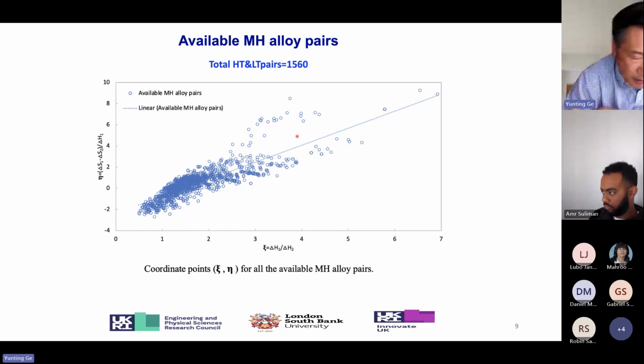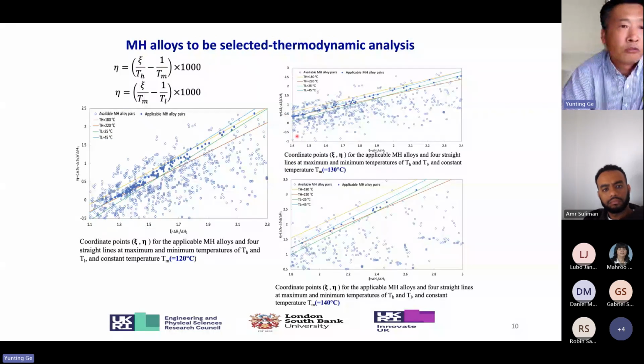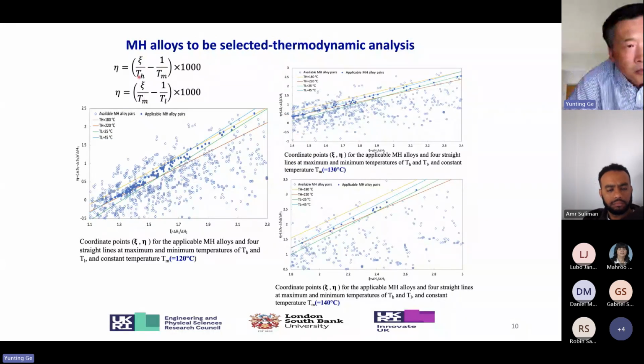So how do we identify the applicable metal hydride alloy pairs? We use these two formulas. If you remember, this formula is from the pressure balance on the high pressure side, and this formula is from the pressure balance for the low pressure side. We're still using the previous diagram. This is the theta, and the formula is calculated like this. This is the delta, the ratio of reaction entropy.